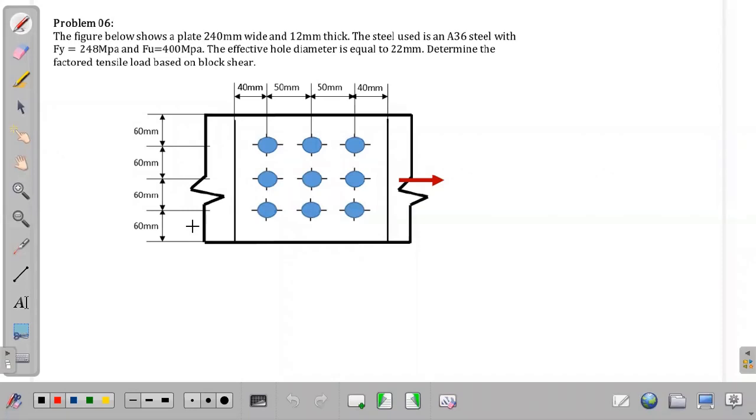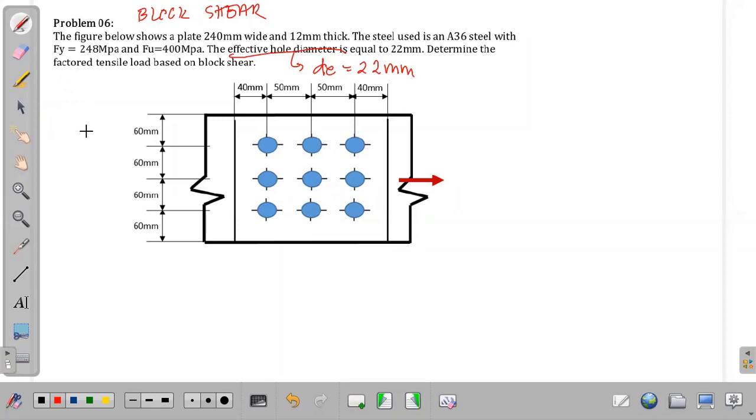Okay, so let's continue. Let's have an example for block shear. So the figure below shows a plate that is 240 mm wide and 12 mm thick. The steel used is an A36 steel with Fy equal to 248 MPa and Fu is equal to 400 MPa. Okay, so the effective hole diameter is equal to 22 mm. So yung given is the effective hole diameter. So that is our De equal to 22 mm.